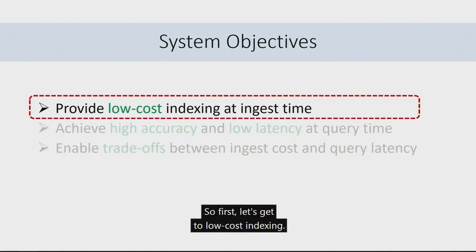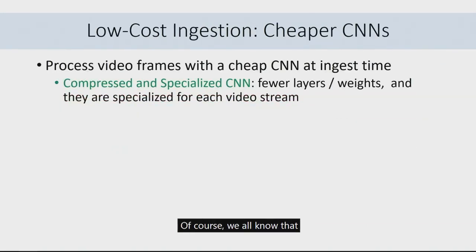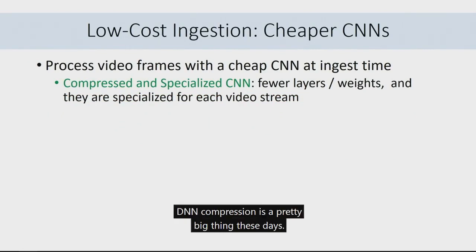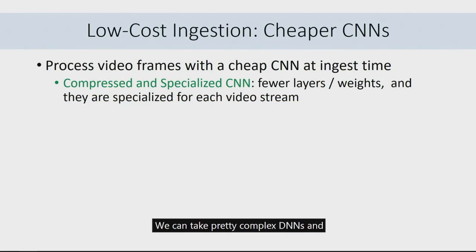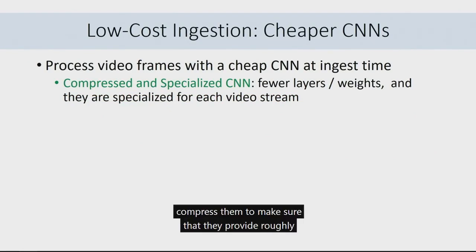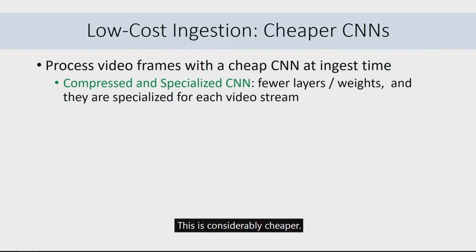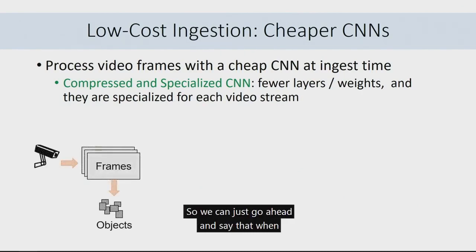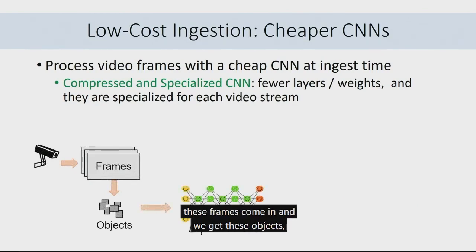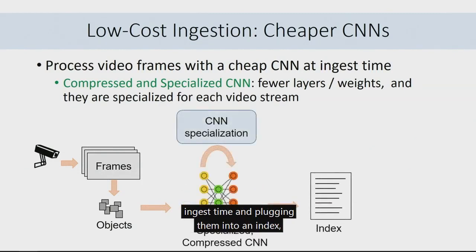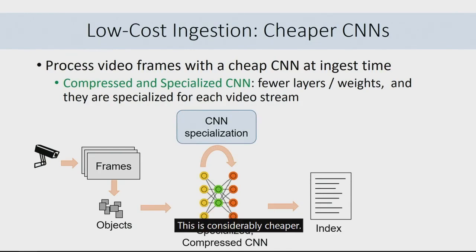So first, let's get to low-cost indexing. We all know that DNN compression is a pretty big thing these days. We can take pretty complex DNNs and compress them so that they provide roughly the same functionality, but they end up running far fewer layers and so forth. And this is considerably cheaper. So when these frames come in and we get these objects, instead of running these expensive CNNs at ingest time and putting the results into an index, let's just run these specialized compressed CNNs. This is considerably cheaper.